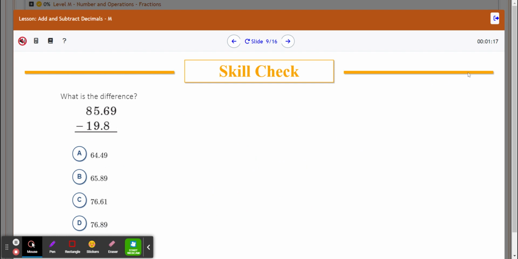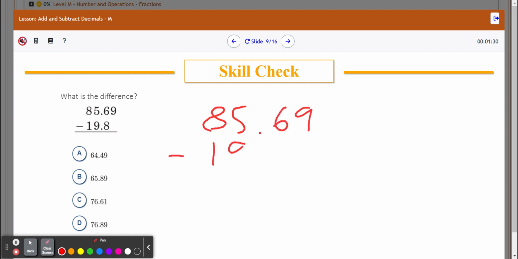Let's look at another problem, this time with subtraction. So again, the important thing to remember is that your decimals are lining up. So I've got 85.69 minus 19.8. Now, the decimals are lined up right on top of each other.